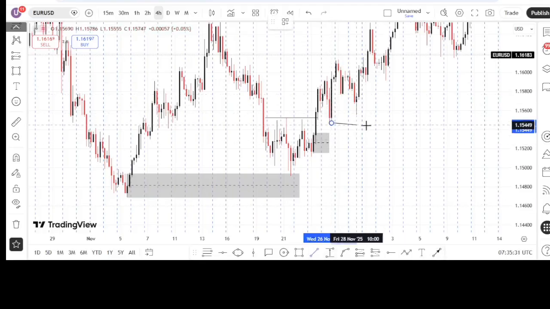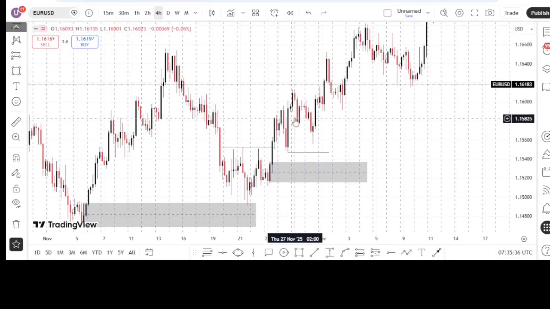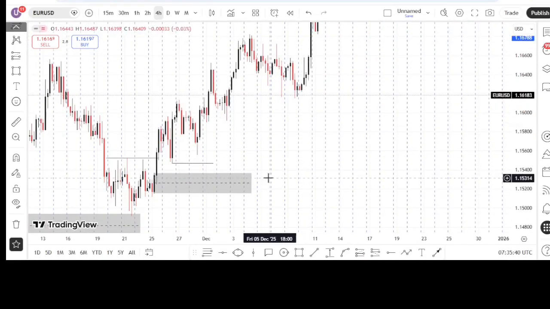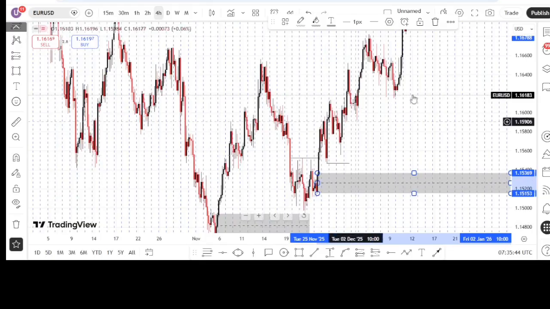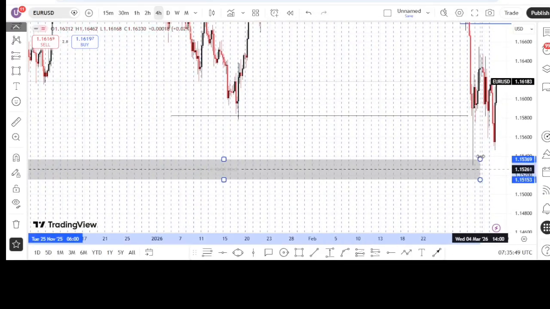You marked here as your inducement area, then you extended the zone. You were waiting for price to return back to it, no, and price kept pushing up, and that was how you missed out on this level. Now see what this market did. This market just came back to mitigate this level.